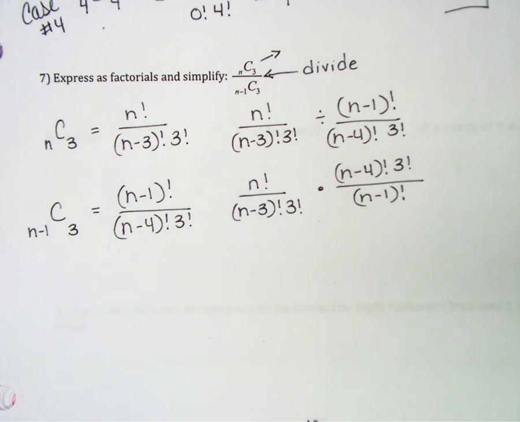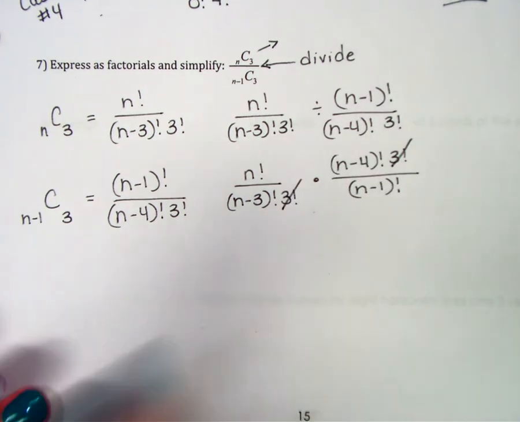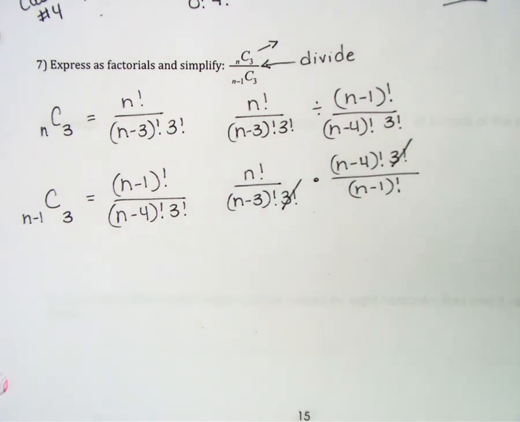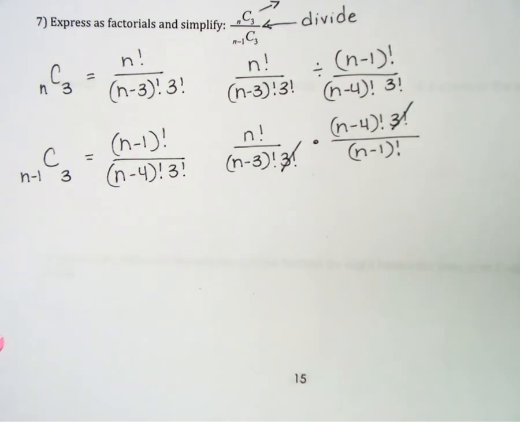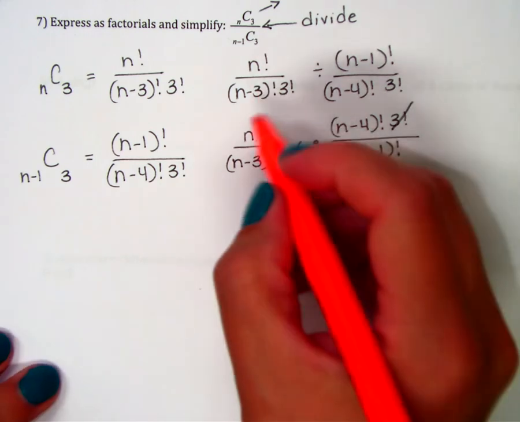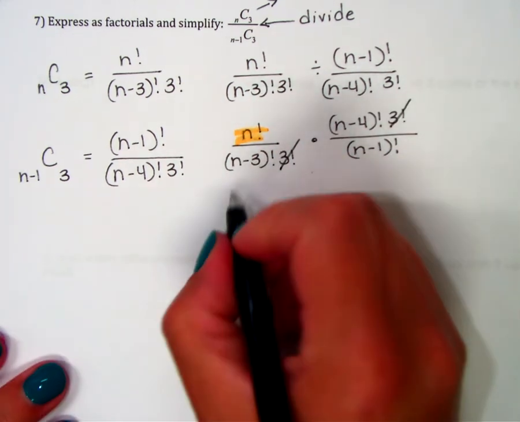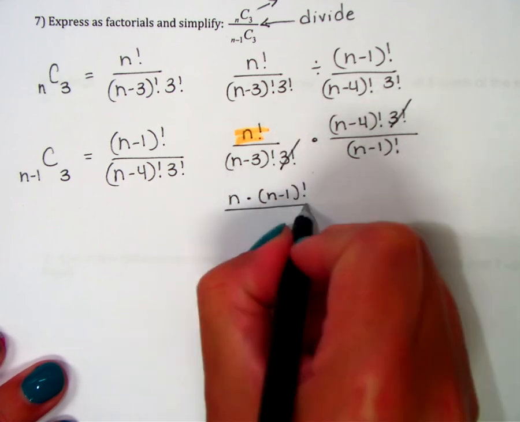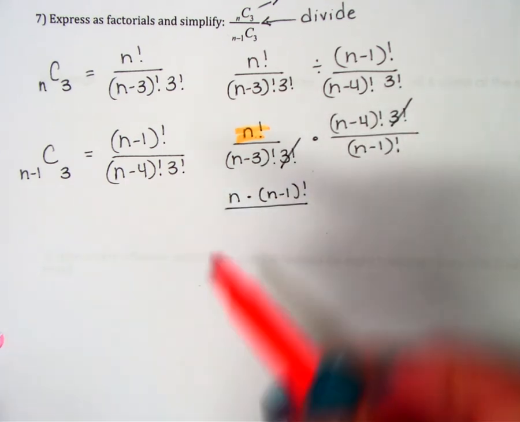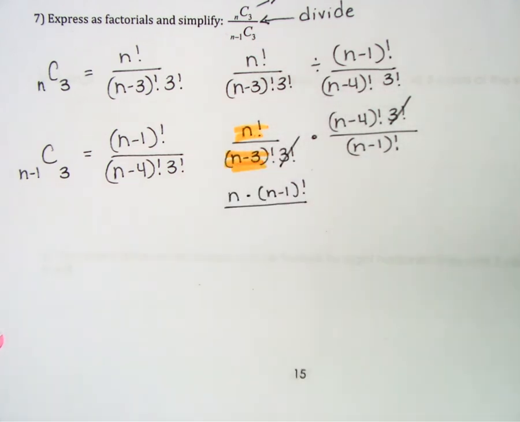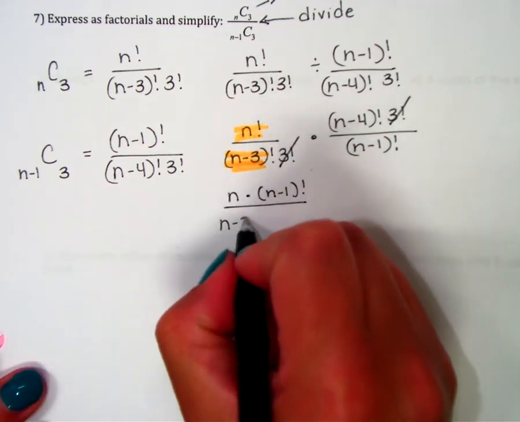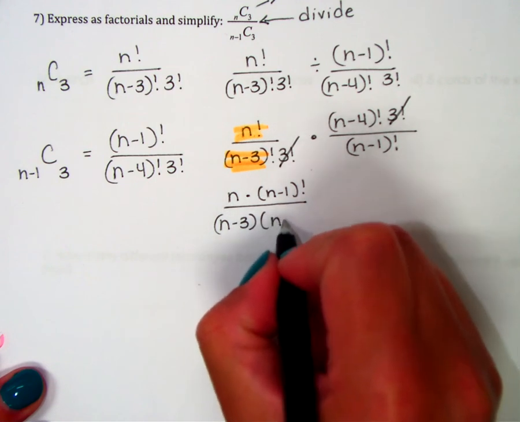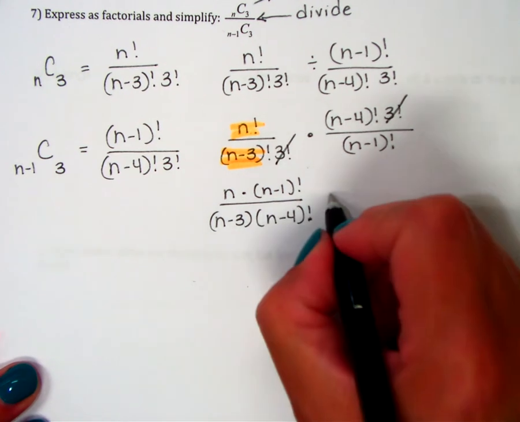What can I cancel out right away, everybody? The 3 factorials. Let's just get those done and out of the way. So I can expand the numerator over here. It's going to be n times n minus 1 factorial. And I'm going to expand this one. Where did the exclamation mark go on your n? Because we expanded it.